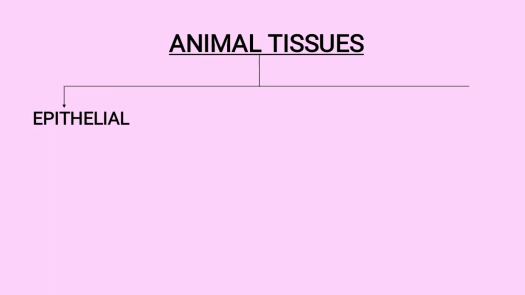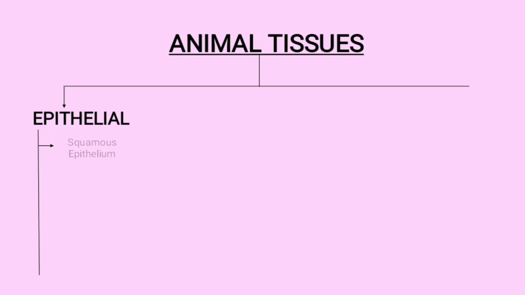Now before ending the video, I would like you all to revise all the types of animal tissue once again. So we all know that the animal tissues are basically of four types. The first one is the epithelial tissue. Epithelial tissue again is divided into 4 or 5 types.